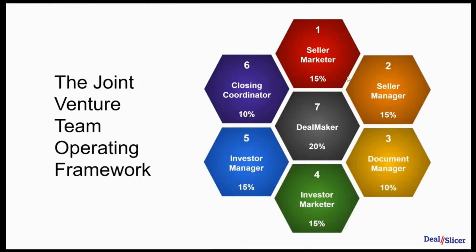I want to introduce you to the Joint Venture Team Operating Framework. If you've never seen this beautiful diagram before, this describes at a glance the 7 functions that are required to execute a successful joint venture deal, specifically for wholesaling, but this will work for other modes as well. And specifically today we're going to talk about that one, Seller Marketer, which happens to be the very first function.